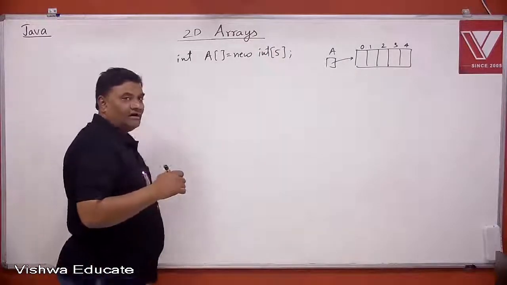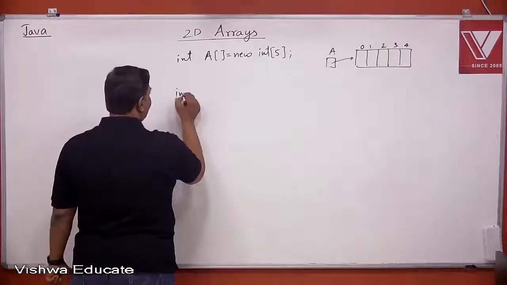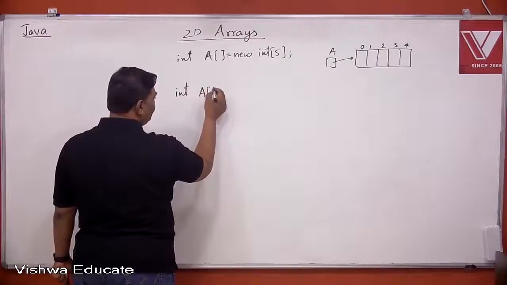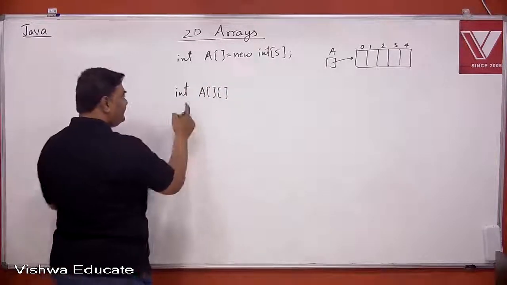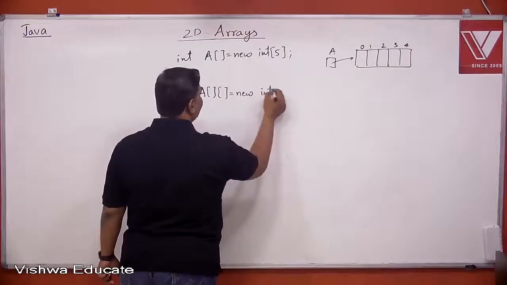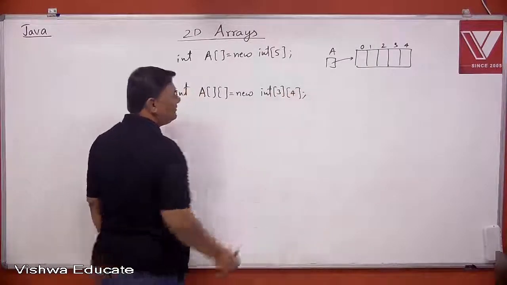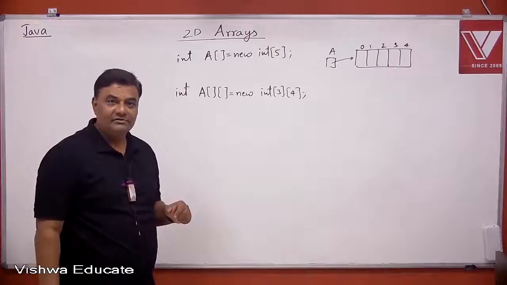Then how to create a two-dimensional array? Int a, I'm using the same name instead of confusing you with many different names a, b, c. New int of size 3 and 4: 3 rows, 4 columns.